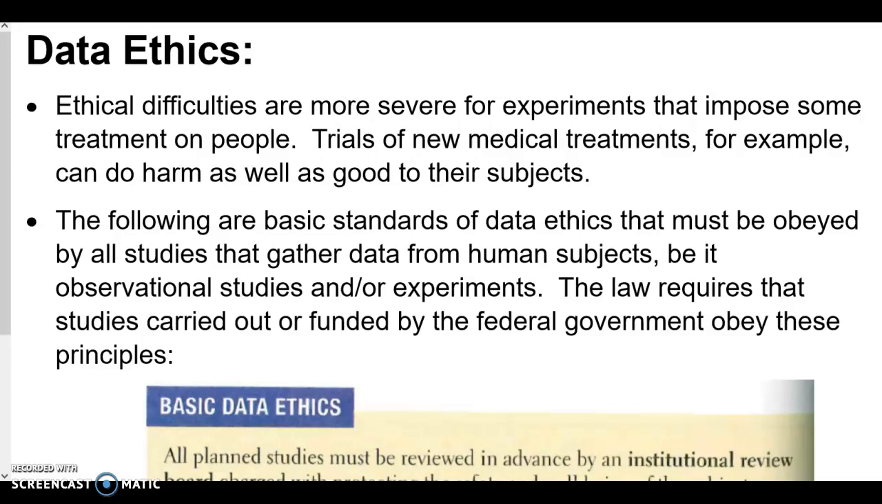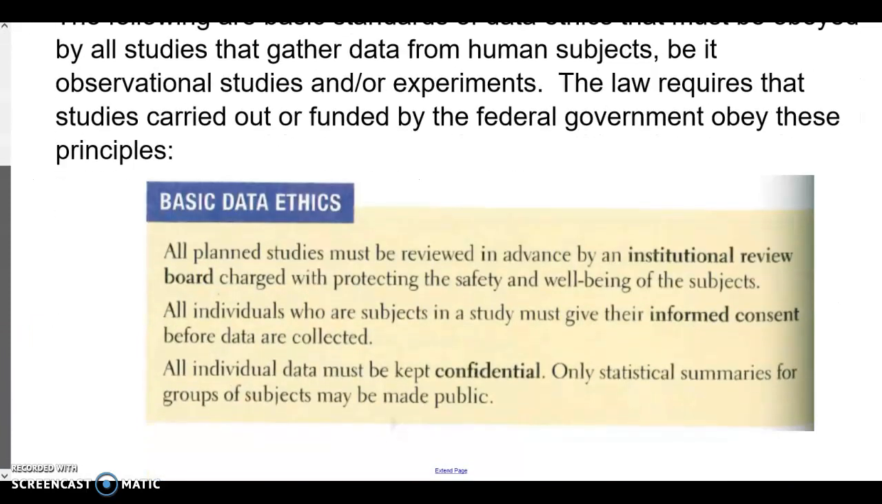So ethics. When you're doing an experiment, you can have more severe problems if you're not following proper guidelines. HIPAA violations, right to know laws. There are certain laws that must be followed to do certain types of experiments. So we just need to be aware of that. Not that you're going to be doing experiments, but it's possible someday that your job may involve collecting data of some kind. All planned studies must be reviewed in advance by an institutional review board.